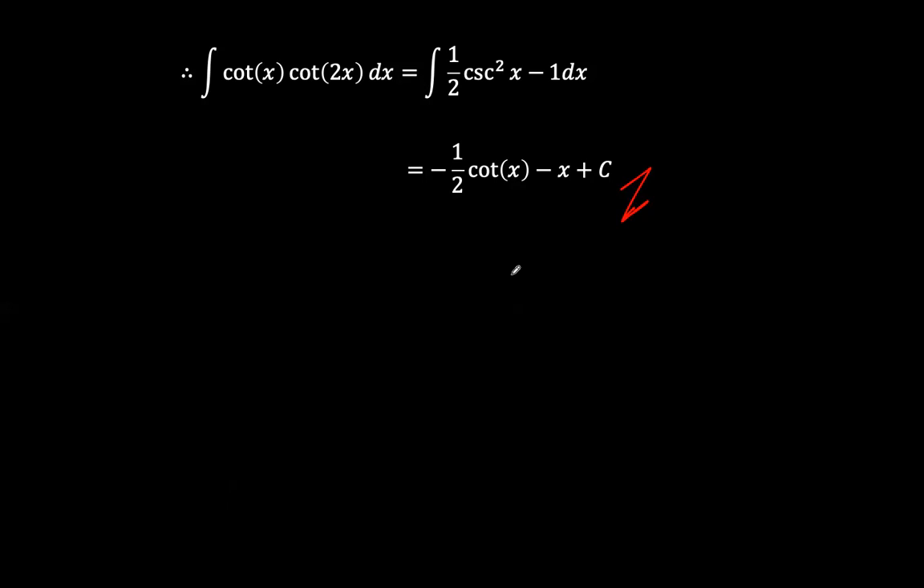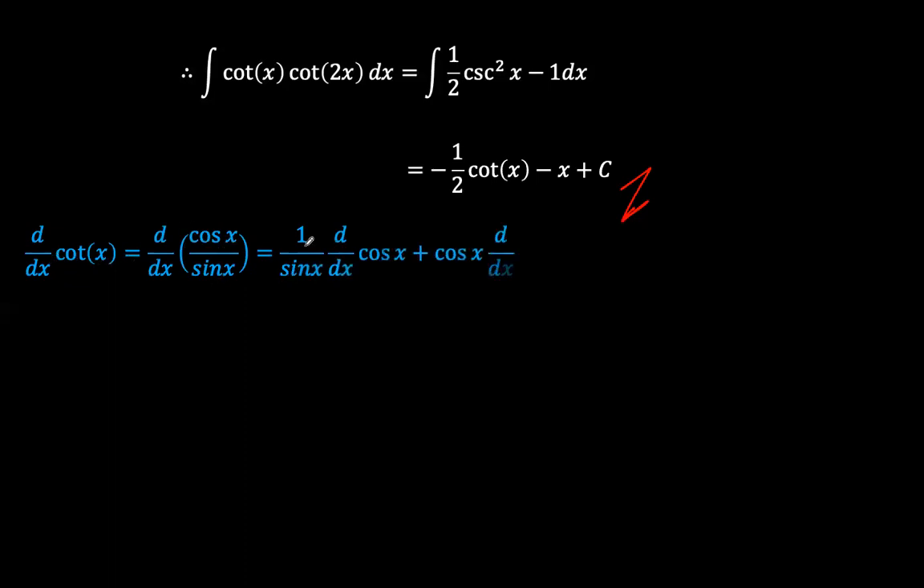But we would also like to show why the derivative of cotangent x is negative cosec squared x. If you differentiate cotangent x, it is the derivative of cosine x over sine x, which, using the product rule, is 1 over sine x times the derivative of cosine x plus cosine x times the derivative of 1 over sine x.